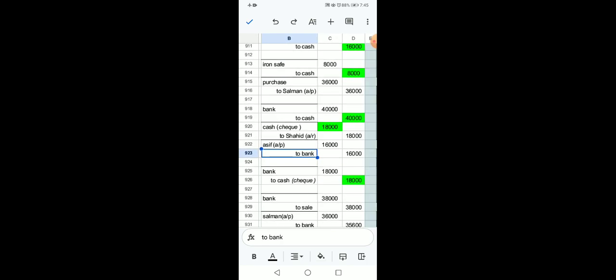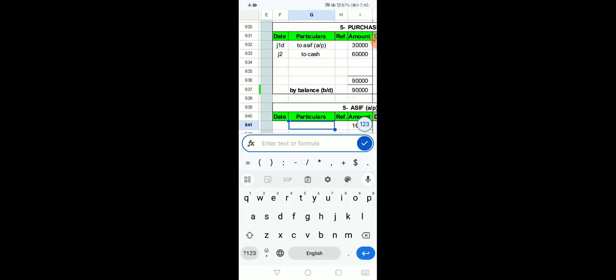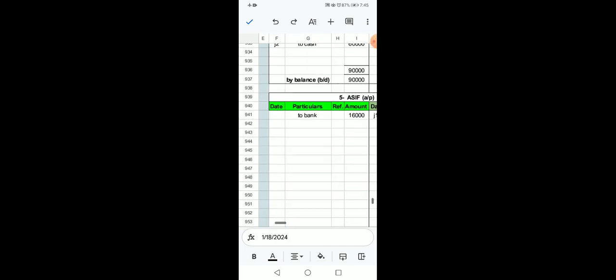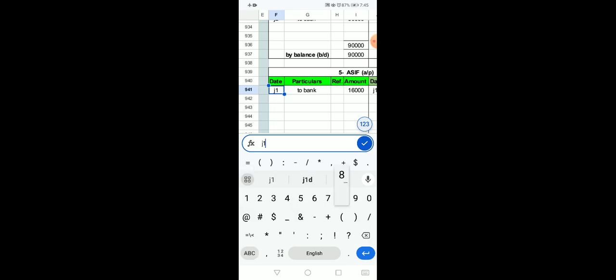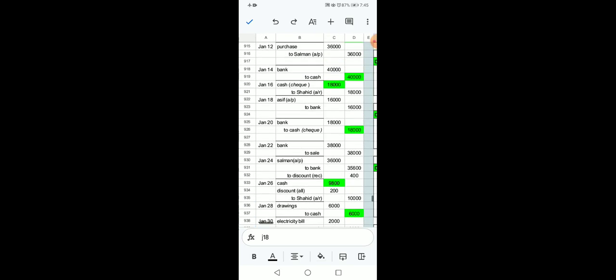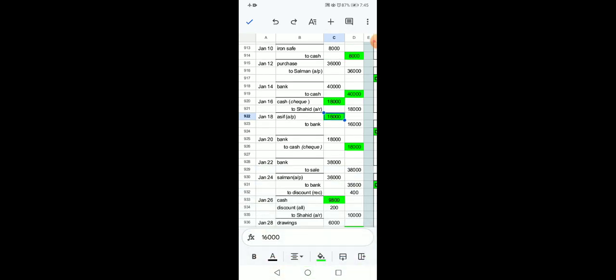Now see what its reference is. The element which is written on the opposite side would be used as the reference. It is to bank. So we are going to write to bank over here. Let's see the 16,000 date, which was January 18. Put the date over here, January 18. Posting for 16,000 is completed. This was Asif 16,000. We have posted. Mark it as done for January 18.